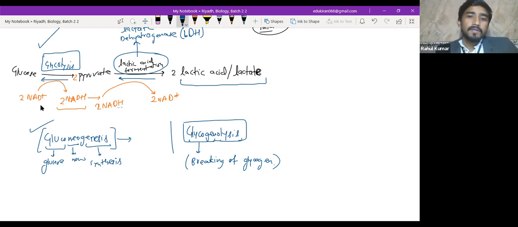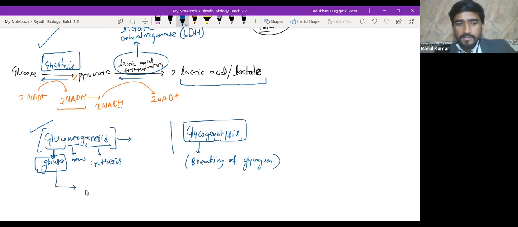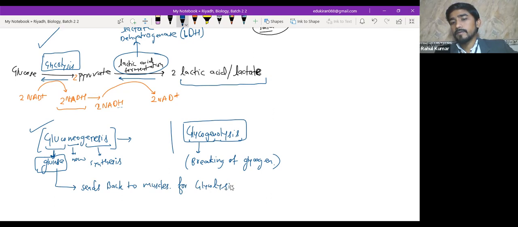Now what happens? Liver has made this glucose. Now it has two things it can do. If there is lots and lots of glucose, then it will convert it into glycogen, which it has already done. But this glucose is newly synthesized, right? So what happens? It sends this glucose back to muscles. Most of the time, it sends it back to muscles. Why is it sending it back to muscles? For glycolysis. Make sense or not?